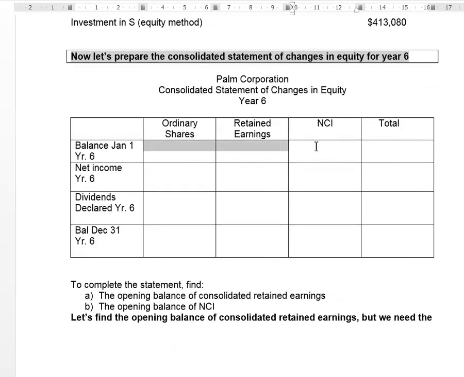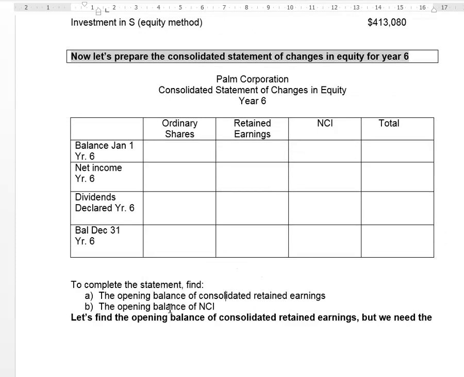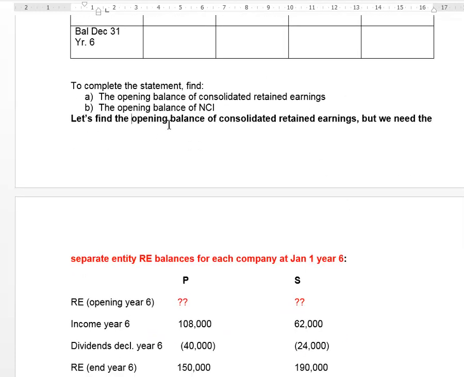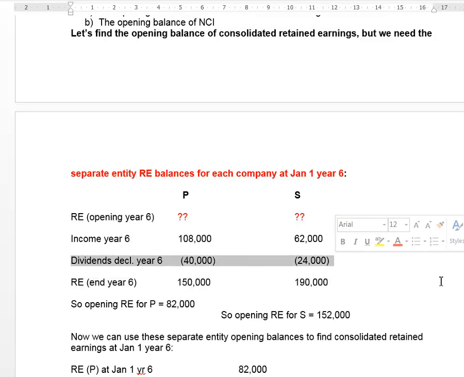Just to complete this statement here, we need to find the opening consolidated retained earnings balance and the opening balance for NCI. Well, in order to calculate the opening balance of consolidated retained earnings, we normally would start with the two separate entity amounts, and we're not given that because they didn't give us a statement of retained earnings. But we can calculate it because we know the separate entity retained earnings for each entity at the end of the year, P and S. We also know the dividends that each entity declared during the year: 40,000 for P and 24,000 for S. That was given in the question.